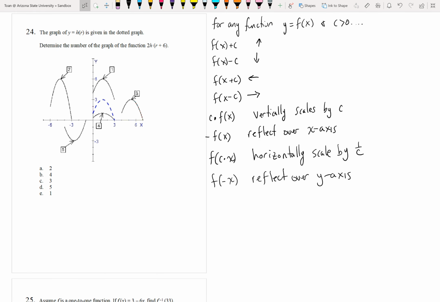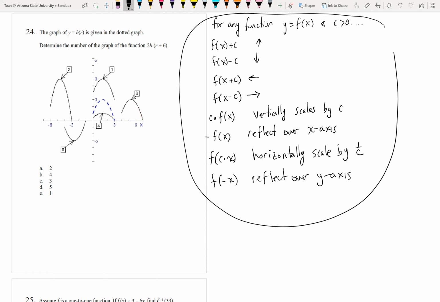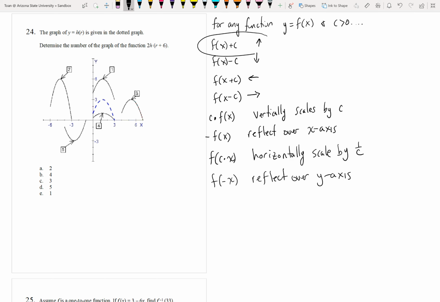Number 24 was a function transformation question, and I hate to say it, there's no way around it. You need to know your function transformations. You need to know that adding to a function moves it up, subtracting from a function moves it down, adding directly to the x moves it to the left, and so on and so forth.